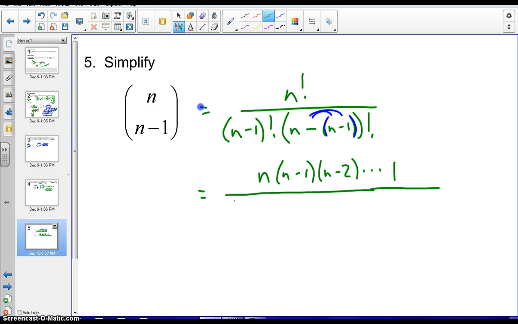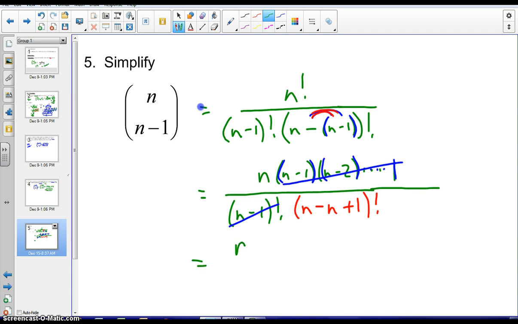Please notice in the denominator I have n minus 1 factorial, which is equivalent to n minus 1 times n minus 2, all the way down to 1, so I'm going to be able to cancel both of those. Then I'm going to distribute through the negative, which simply gives me n minus n plus 1, so our n's will cancel out. So we'll get n over 1 factorial, which is simply n. So this concludes section 15.3.